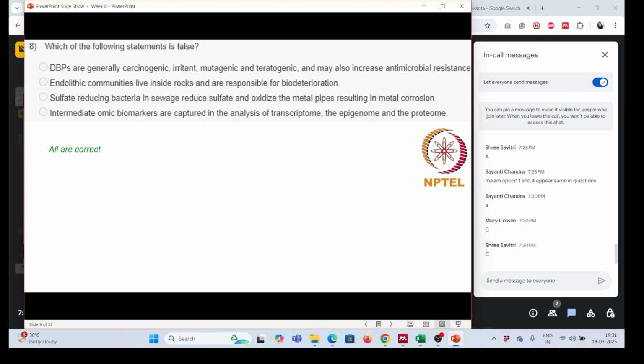Endolithic communities live inside rock and are responsible for biodeterioration. C option is also correct, as many of you have said. Sulfate reducing bacteria in sewage reduce sulfate and oxidize the metal pipes, resulting in metal corrosion. And intermediate omic biomarkers are captured in the analysis of the transcriptome, epigenome and proteome.